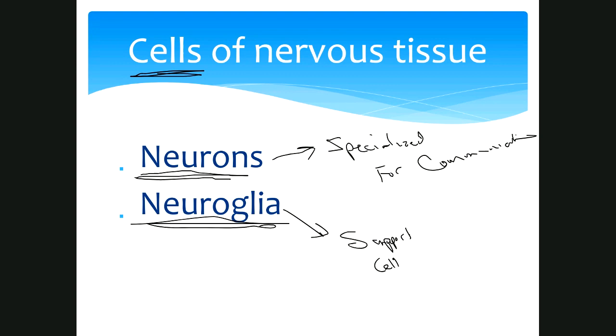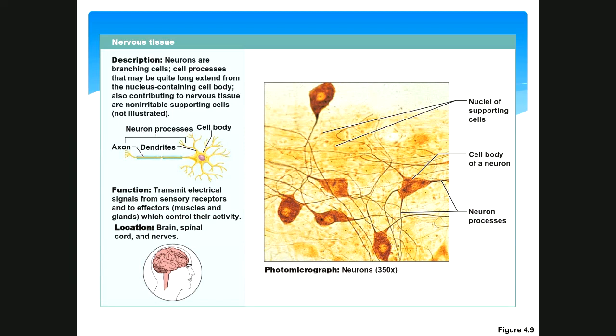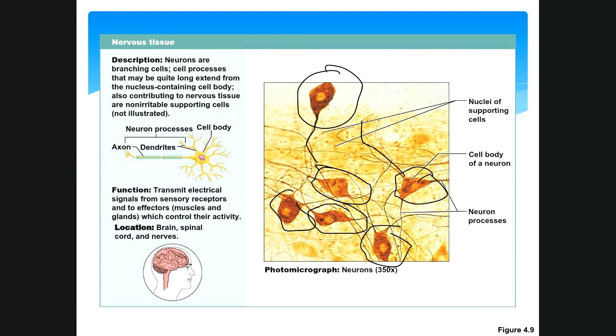Anytime you look at a slide, you're going to see both. That's a neuron, and that's a neuron. If you look at neurons, they have long little processes that stick off. They use these processes like telephone wires to talk to other cells. You can see one over here, and here are those long processes. They also have short ones here.